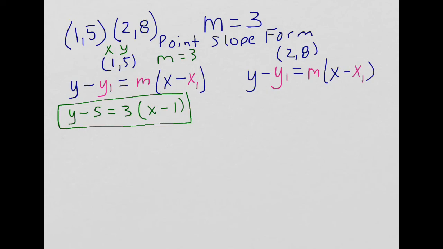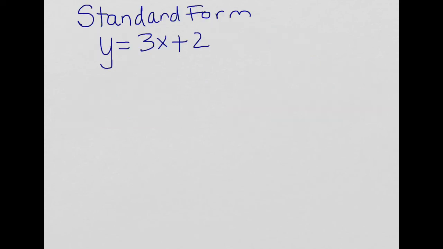The next one, we're going to have x and y. So we're going to have y minus 8 is equal to 3 times x minus 2. Again, we don't have to do any kind of simplifying, so we've got point-slope form done. Now we're going to take this and put it into standard form.